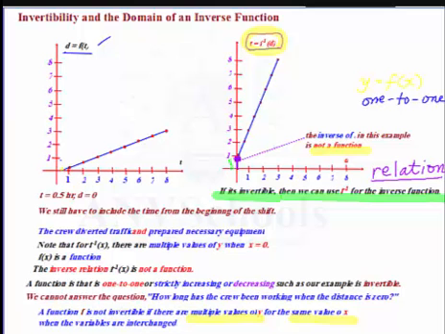So that ends our explanation for invertibility and the domain of an inverse function.